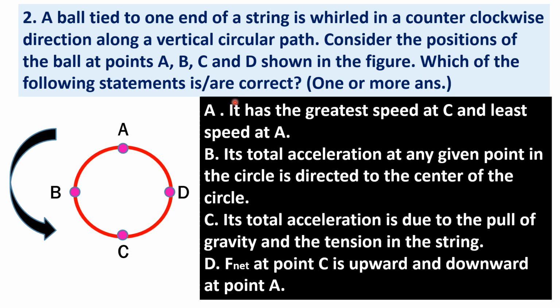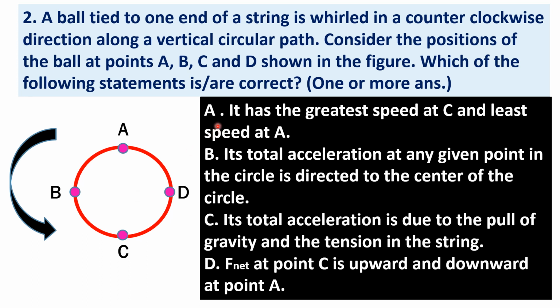Question number 2. A ball tied to one end of a string is whirled in a counterclockwise direction along a vertical circular path. Consider the positions of the ball at points A, B, C, and D as shown in this figure. Which of the following statements is or are correct? Again, this requires one or more answers.